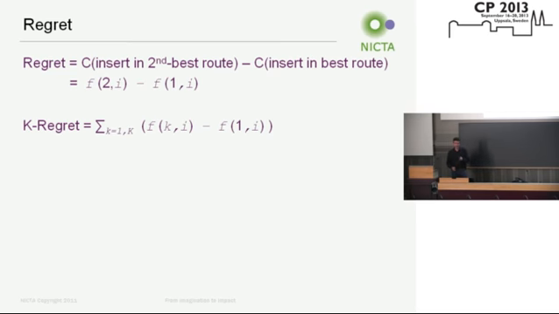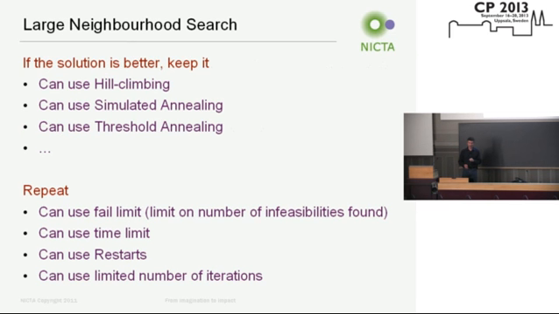And I can extend that beyond 2-regret to 3-regret and 4-regret, which work well. And I can embed local large neighbourhood search within other metaheuristics for deciding what my incumbent should be. I can just use classic hill climbing if it's best accepted, or I can use simulated annealing, threshold annealing, and various things.